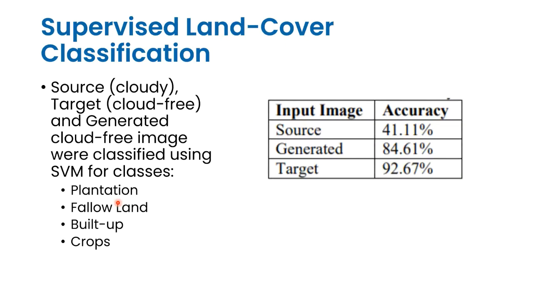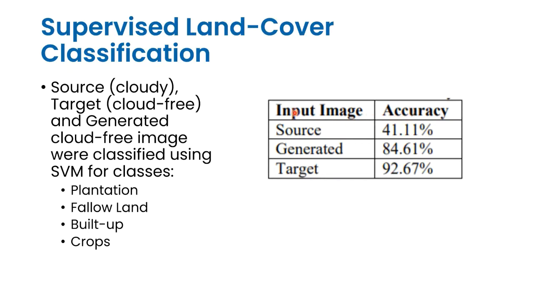Finally, to do a real-life evaluation of the generated image, we performed one of the most common tasks in remote sensing, which is land cover classification. So we took the cloudy image, the generated cloud-free image, and the actual cloud-free image for the same region, and then we performed SVM classification for 4 classes, which are indicated over here. And here are the accuracies of those. So source is the cloudy image, which gave an accuracy of 41%. So it is not fit to use in real life.